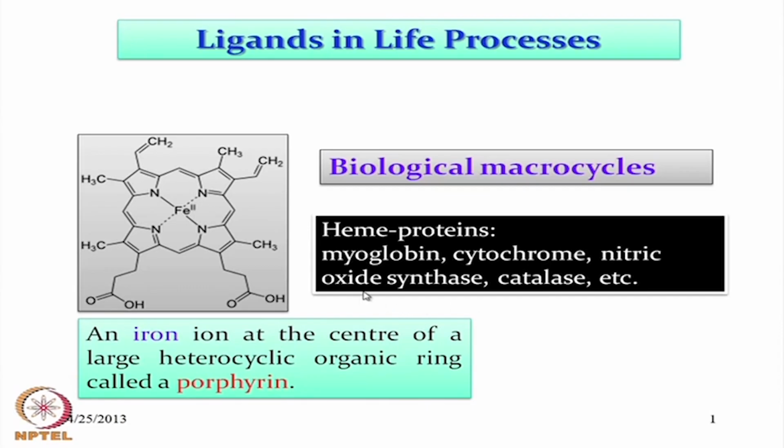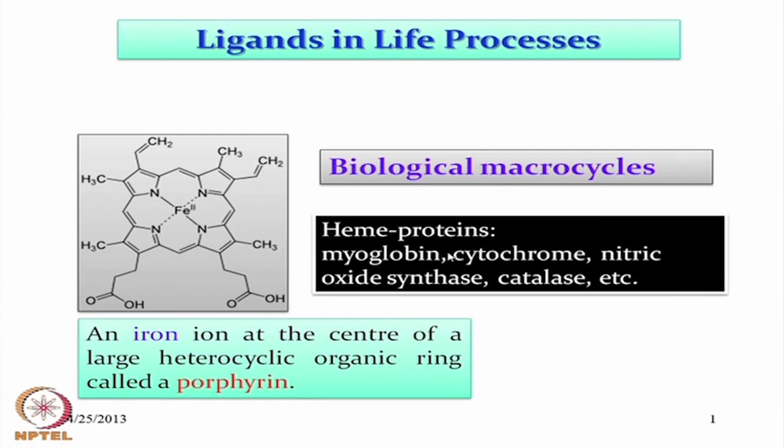Then we can have the nitric oxide synthase. So, nitric oxide in the biological system in our body also, if it is required, then these heme proteins come into the picture and play some important role, and the catalases and peroxidases also are heme proteins. So, there are a large number of molecules available in the biological system where heme proteins are involved.